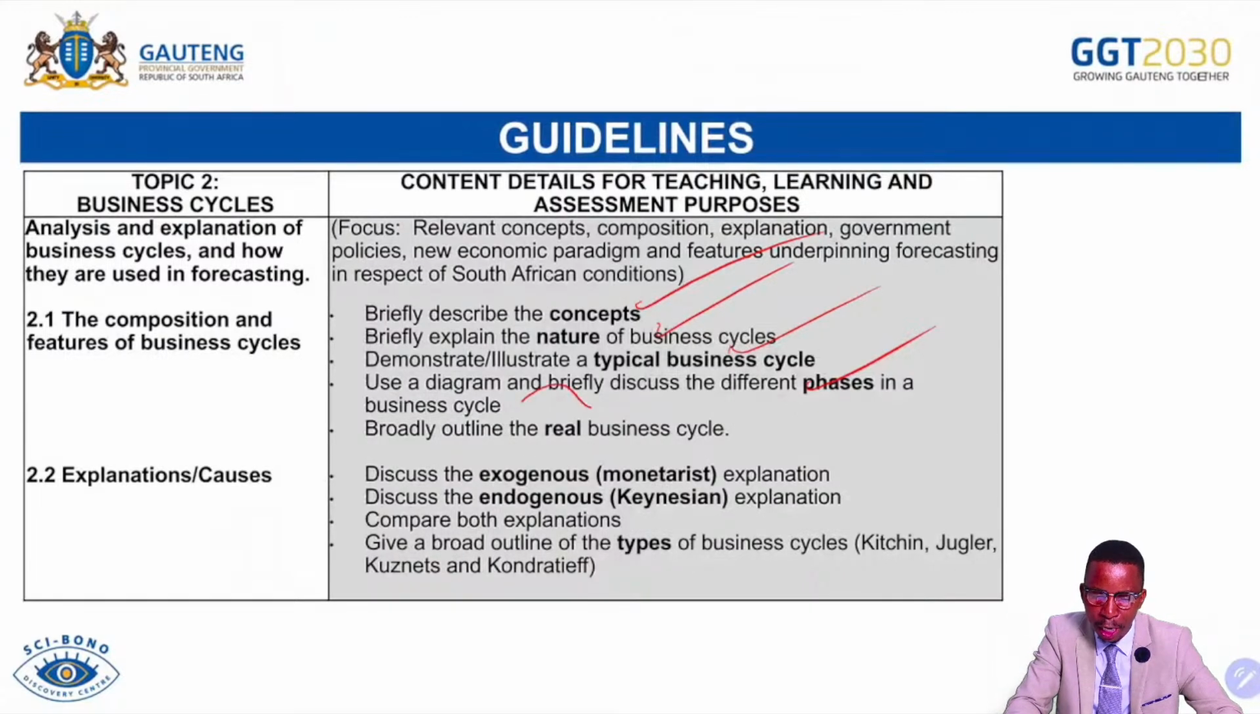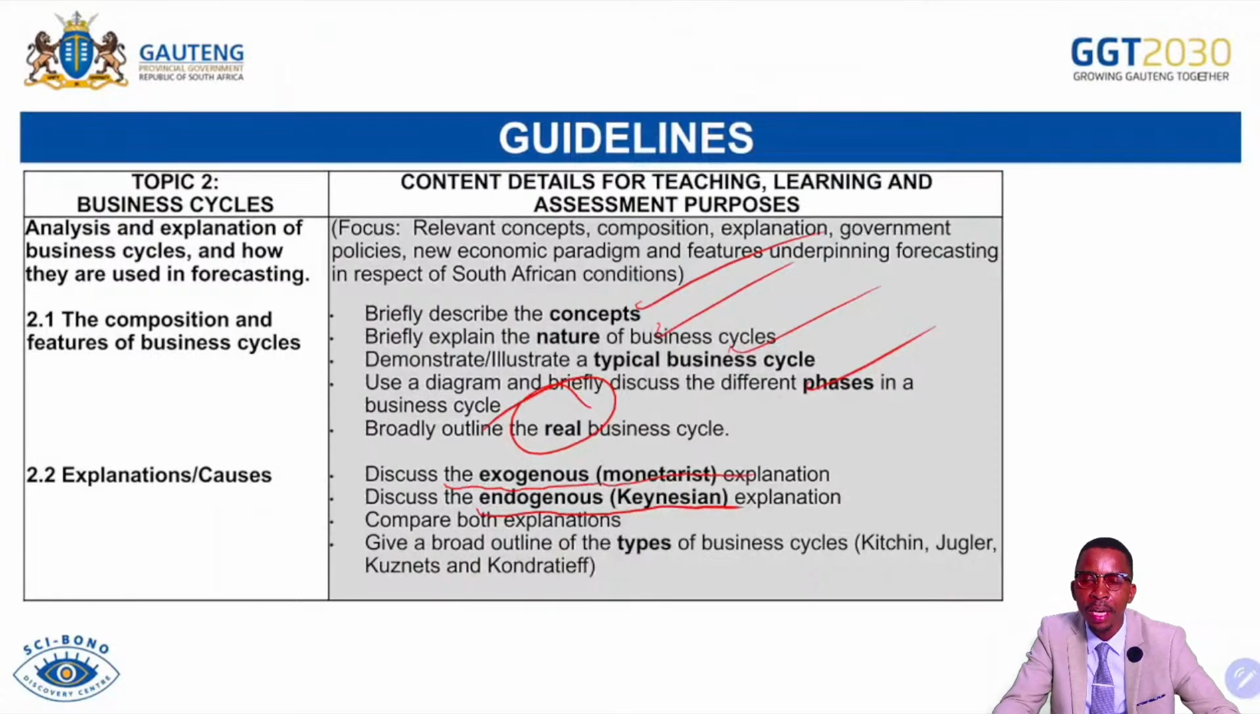Be able to explain the real business cycle with a drawing or illustration. Know that the real business cycle has jagged waves, not smooth waves. Then be able to discuss or distinguish the monetarist view on the business cycle, what we call exogenous explanations, and the Keynesian view on the business cycle, which is known as endogenous explanations. Then compare both endogenous and exogenous explanations of the business cycle.